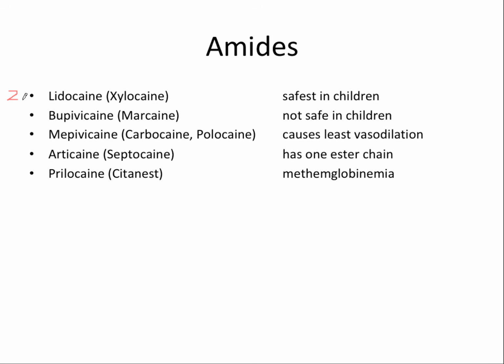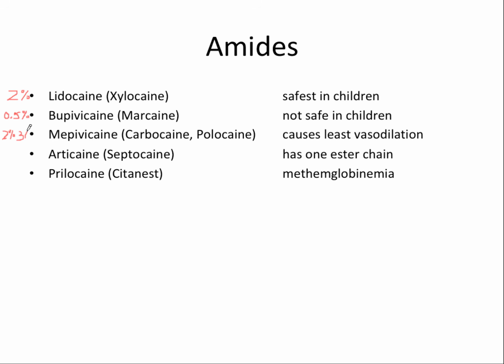So lidocaine comes packaged in 2% solution, whereas bupivacaine comes packaged at 0.5%. The reason is because it's such a strong chemical that it can only be packaged in a low percent, hence why it's not safe to use in children, and it's a long-lasting chemical. Mepivacaine is the only one here that is packaged in two different concentrations, at 2% and 3%.